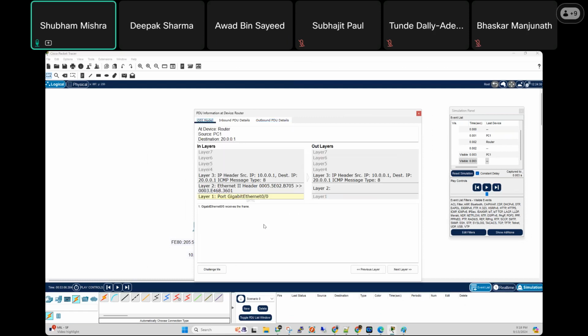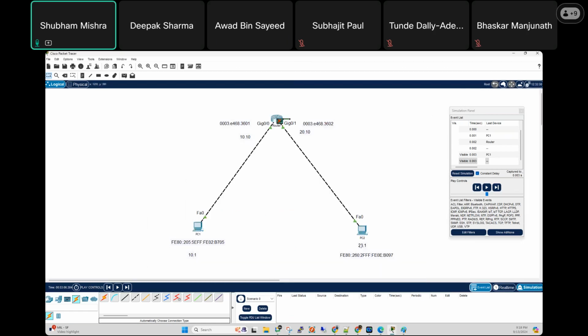See, when I click here, the next hop IP address is not in the ARP table. The ARP process tries to send the ARP request for that IP address. It means for which IP address? 20.1. Clear? Everyone, I hope it's clear to all of you.